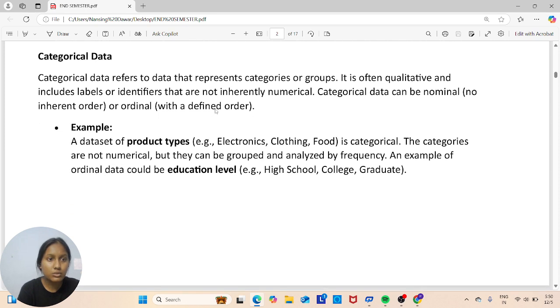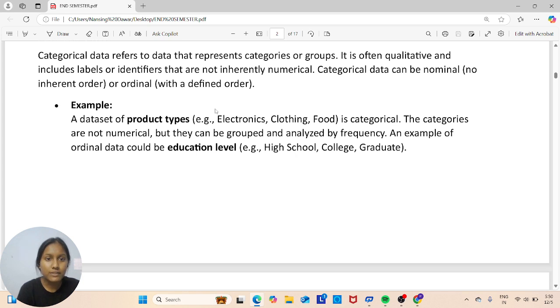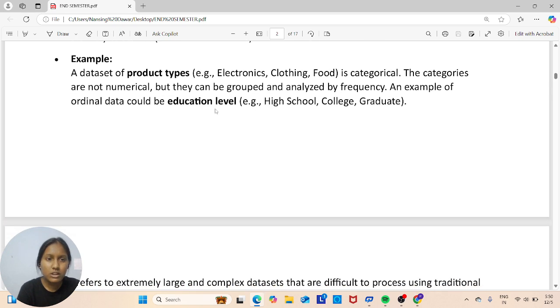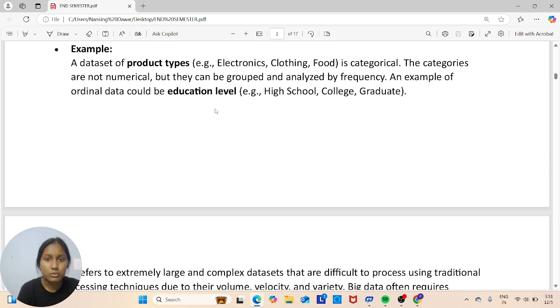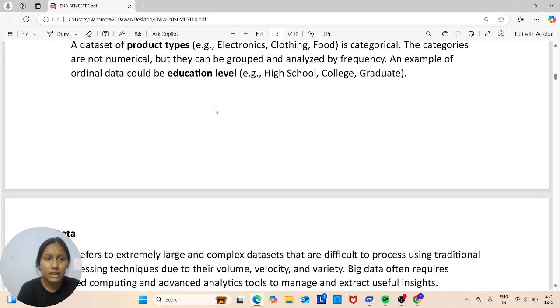Now we will look at categorical data. Categorical data refers to data that represents categories or groups. It is often qualitative and includes labels or identifiers that are not inherently numerical. Categorical data can be nominal, with no inherent order, or ordinal, with a defined order. Example: a dataset of product types, electronics, clothing, food, is categorical. The categories are not numerical, but they can be grouped and analyzed by frequency. An example of ordinal data would be educational level.